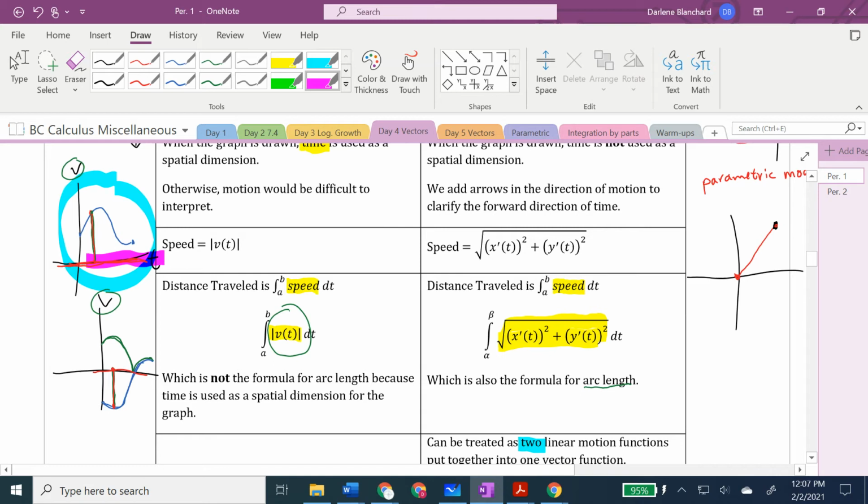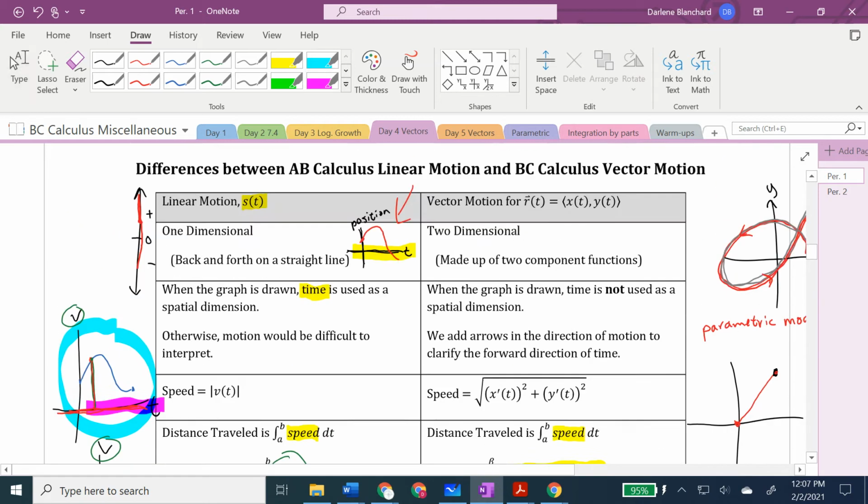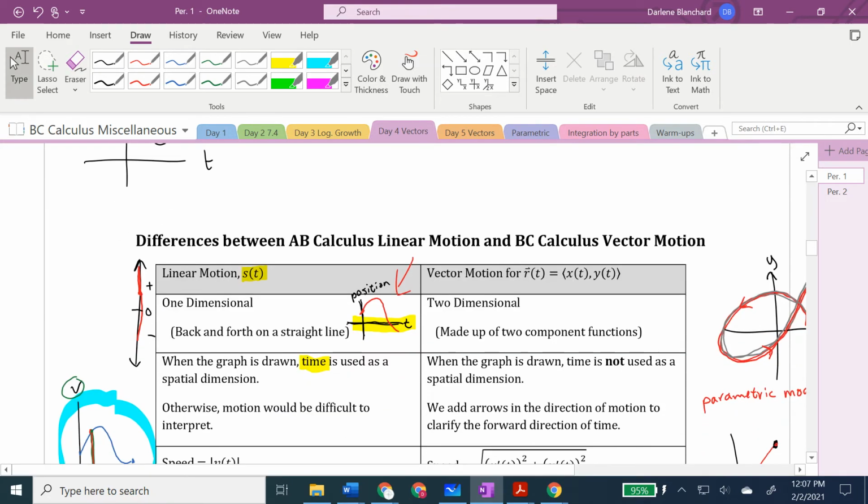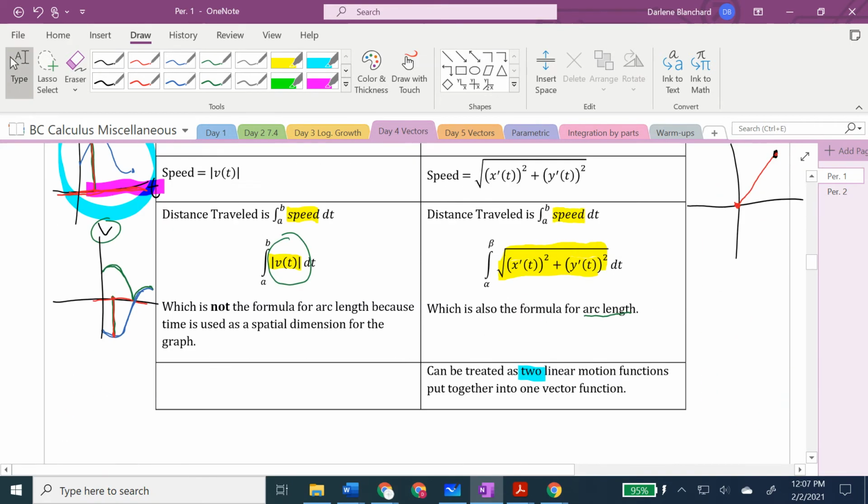And that means what you see if you are looking at a position function with respect to time, that is not the actual path traveled because you're only going back and forth on a line over time. So the formulas are very, very different, and I want to point that out and make that clear. So that's arc length.